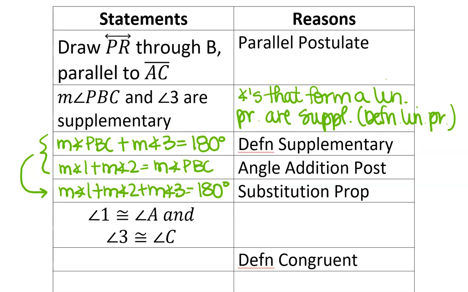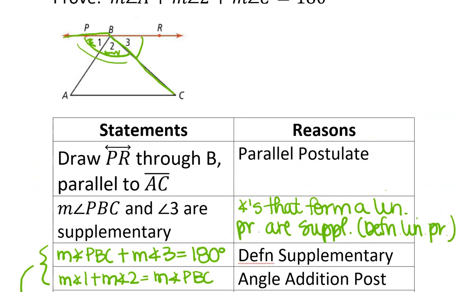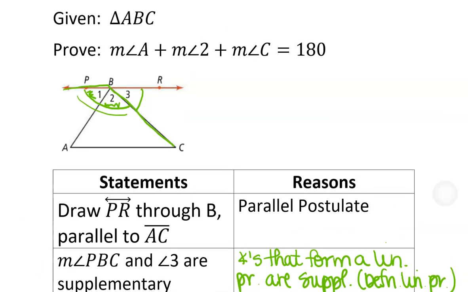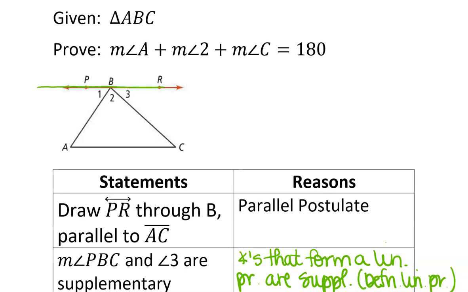The next statement says angle 1 is congruent to angle A. So if we zip up and look at the picture, now I'm going to erase what we have, and I'll kind of mark this one out. We have two parallel lines. Here's one of them. Here's the other. If we extend this one, notice that angle 1 and angle A are alternate interior angles.